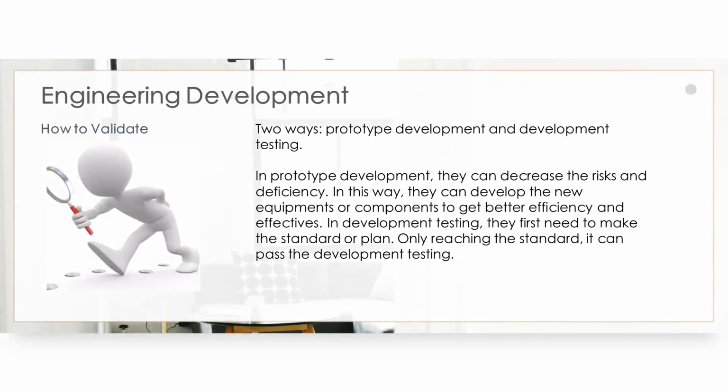Now we come back to the definitions. How to validate? There are two ways: prototype development and development testing. In prototype development, they can decrease the risks and deficiencies. In this way, they can develop new equipment or components to get better efficiency and effectiveness. In development testing, they first need to make the standards of the plane. Only by reaching the standards can it pass the development testing.